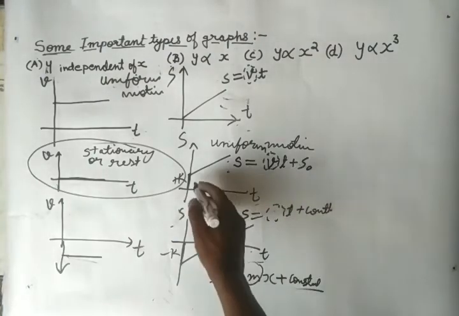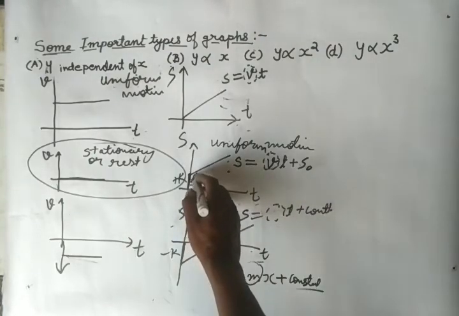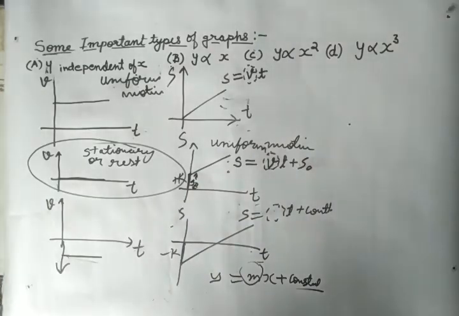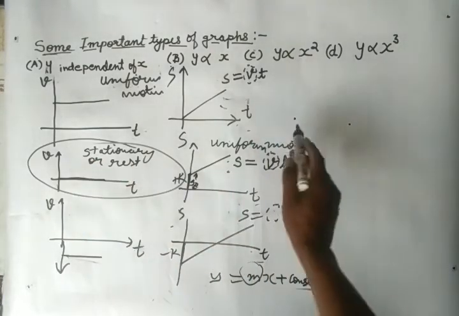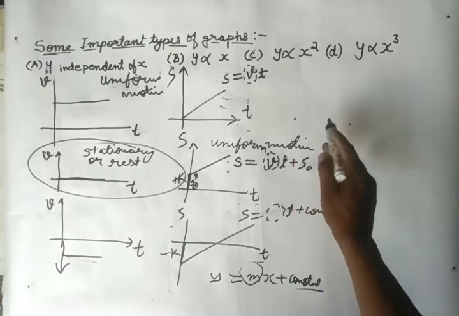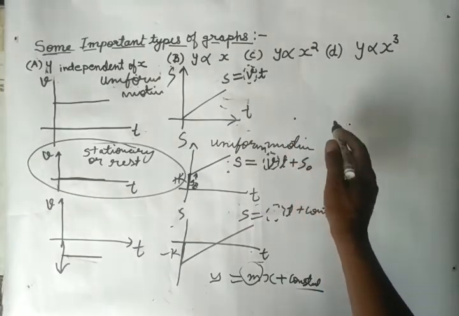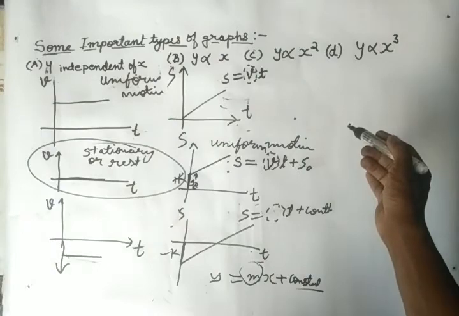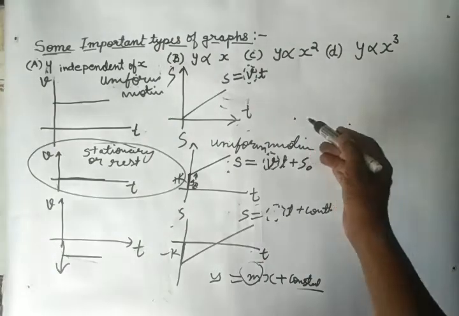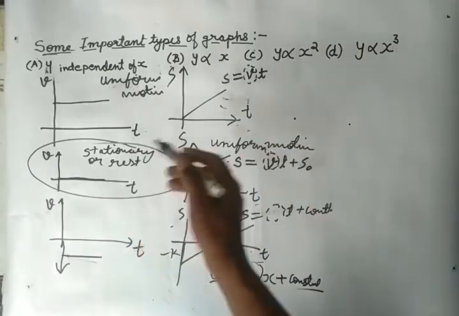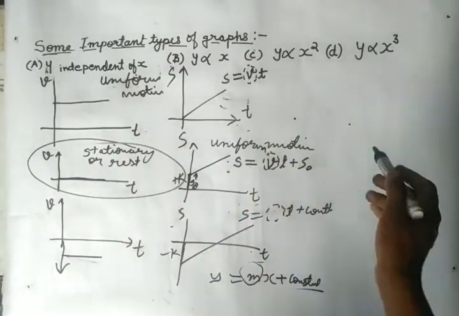S plus S naught. S naught is some initial position. Let us suppose the race has to be started from this point and someone is running from here. So this is the part that person is taking extra. If we are observing from here and the body starts from here, this distance will be called S naught, and then the overall distance will be Vt plus this S naught.